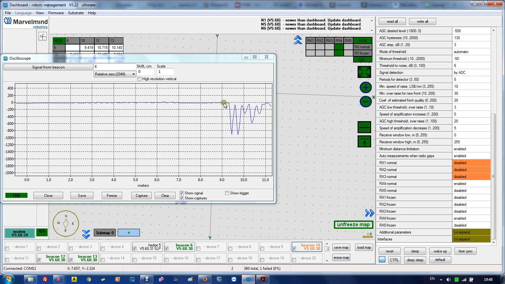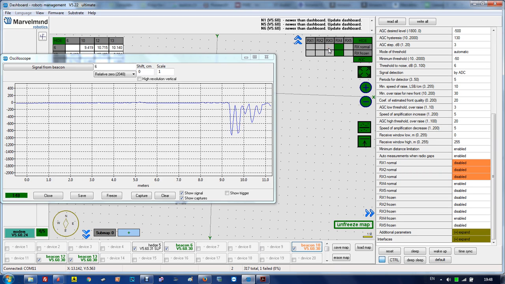AGC again reduces the gain. But first you see that the gain drastically increased. Actually, the signal drastically increased. Why? Because RX1, RX2, RX3 don't necessarily receive the good signal, but they load RX4, which is receiving the good signal. It's basically the load for them.